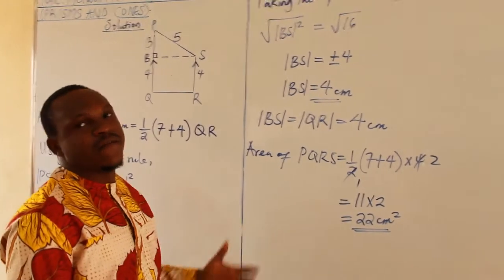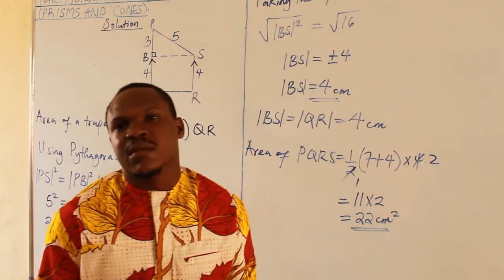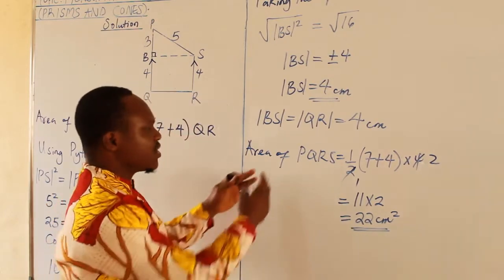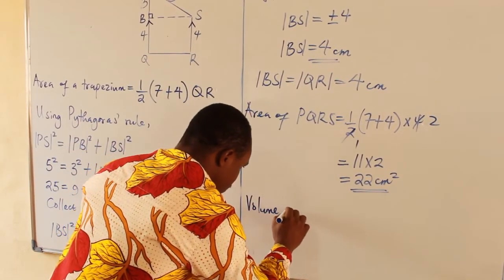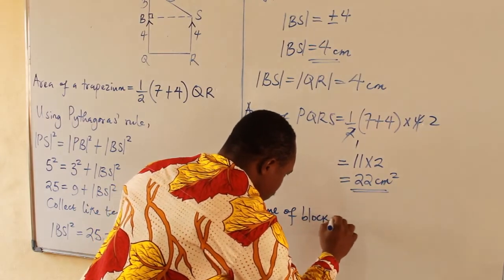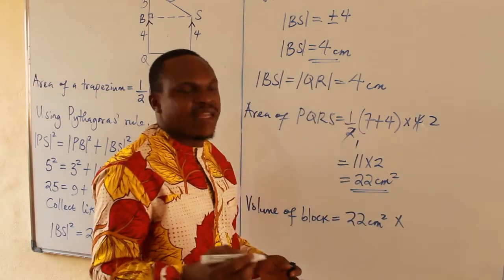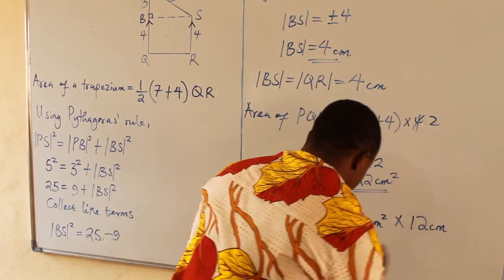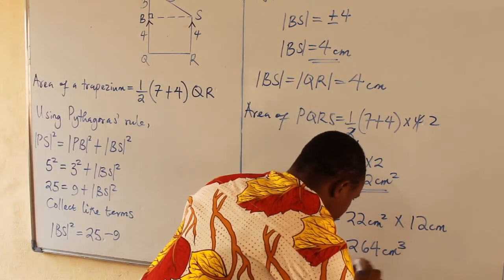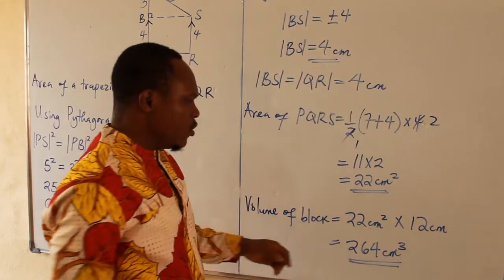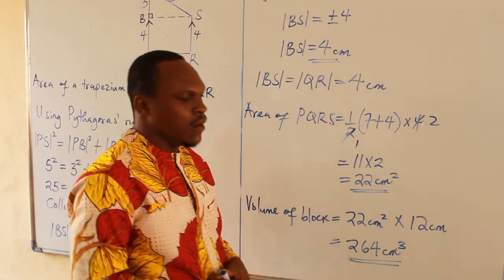Since we have been able to find the area of the base of the wooden block, the next thing is to find the volume of the block. As I said earlier, the volume of a prism is the area of the base multiplied by its height. So the volume of the block is equal to the area of the base, 22 cm squared, multiplied by its height, which is 12 centimeters. That gives us an answer of 264 cubic centimeters. This is the volume of the block.